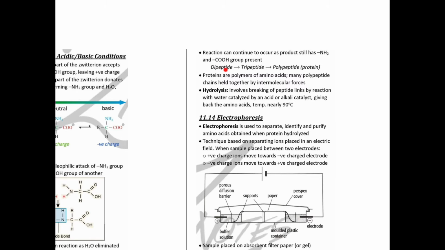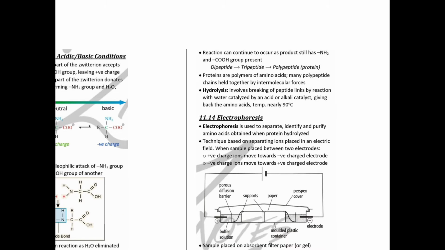So a dipeptide is 2 amino acids joined up. A tripeptide is 3 amino acids joined up. A polypeptide is more than that, many amino acids joined up. So we call it polypeptides, or you can call it proteins. So proteins are polymers. It is a polymer because they are joining up in a very long chain.